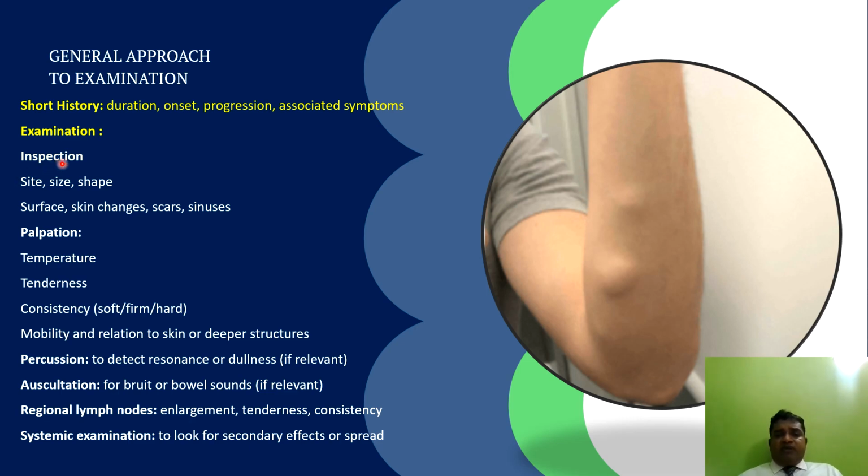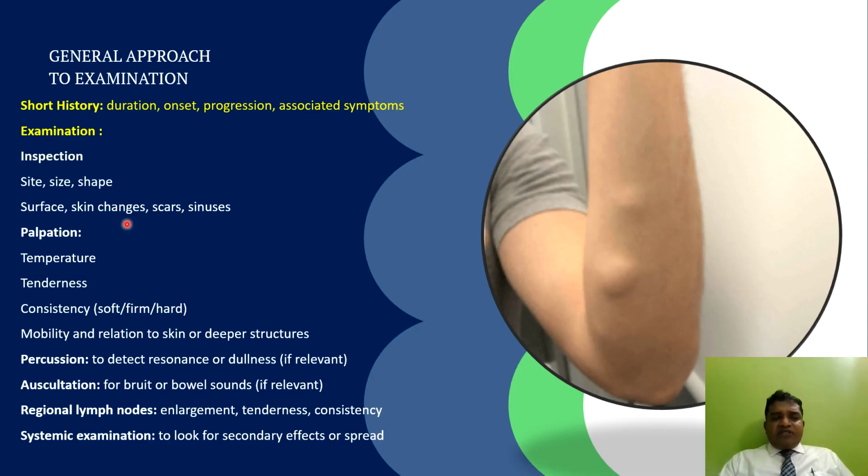Size is also important, because size matters for diagnosis as well as the management plan. Shape also gives an idea about the lump: a regular shape, smooth, or irregular. And surface, always look at the surface of the lump. The surface is usually smooth, but sometimes some lumps have an abnormal surface. The surface may have some ulcers or abnormal skin color changes. So always think about the surface.